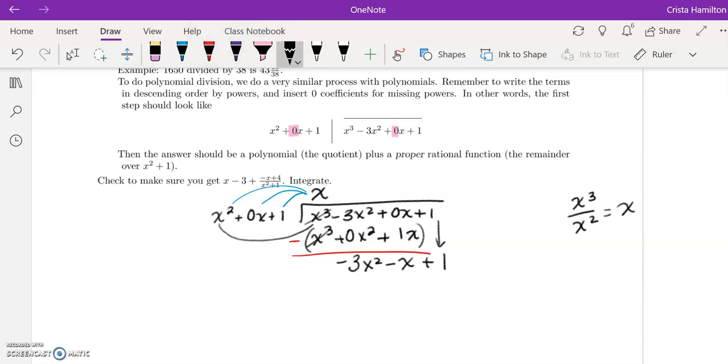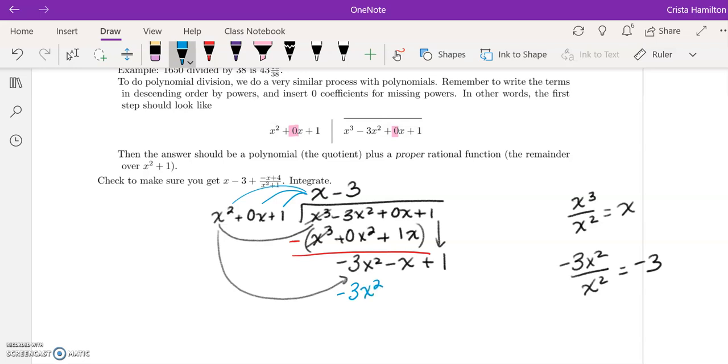So I ask myself now, how many times does x squared go into negative 3x squared? So negative 3x squared divided by x squared is negative 3. We add that to the top. We then multiply times each of the three terms in the divisor. So that would be minus 3x squared plus 0x and then minus 3.